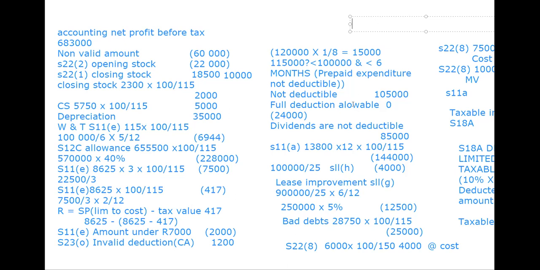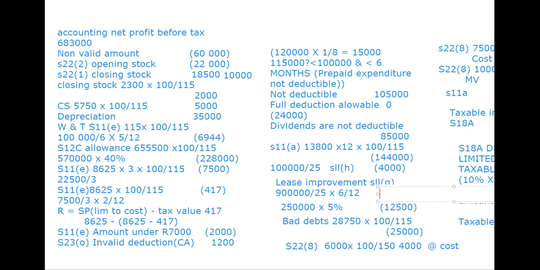Let's move on to the rental expense. It's correct, 144,000. Lease premiums correct, 4,000. Then where's that 8,000? Oh, so the leasehold improvement I didn't write here. It's supposed to be 18,000, 900,000 divided by 25, times 6 divided by 12, is 18,000. Sorry for that, guys. Sorry for that. It's 18,000.